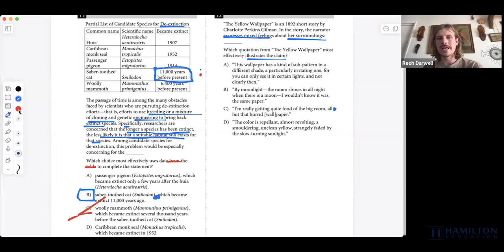So D, we definitely get the surroundings, right? But is there mixed feelings here? No, it's just repellent, just revolting, right? So if you're misunderstanding what mixed feelings means, if you understand mixed feelings to mean negative feelings, you're going to miss this, right? But we need both positive and negative things. Same with A, right? A and D both make the distractor of saying that mixed feelings means just negative.